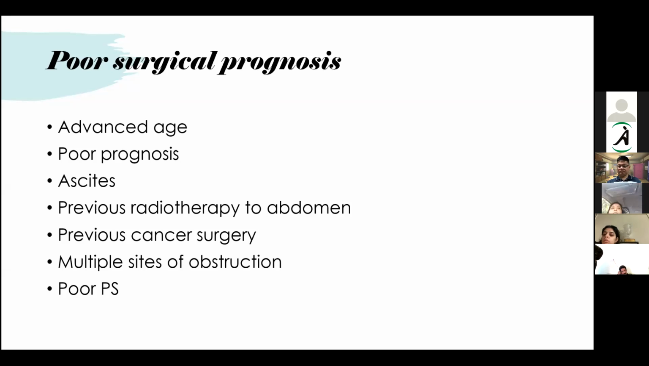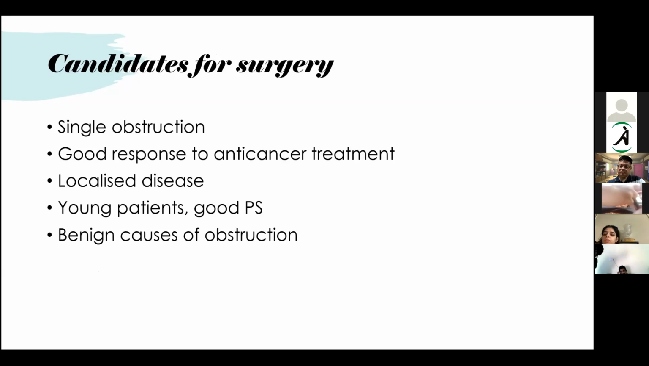And multiple sites of obstruction. Usually if there is one site, we can think about surgical options. Multiple sites means it will be difficult, because even if we resolve the obstruction on one side, another site is already present. Poor performance status: if the patient has a very poor general condition, he may not be able to tolerate the surgery.